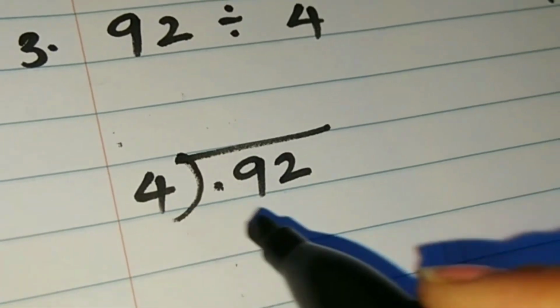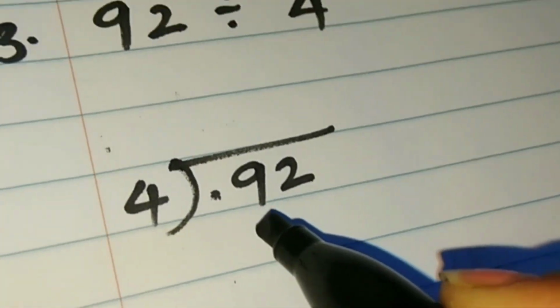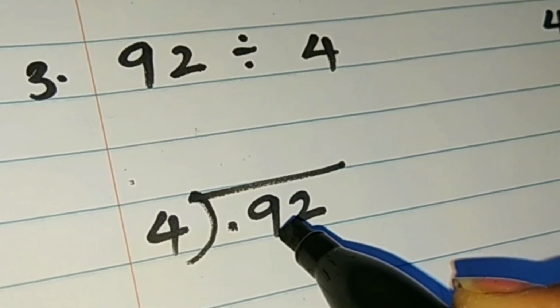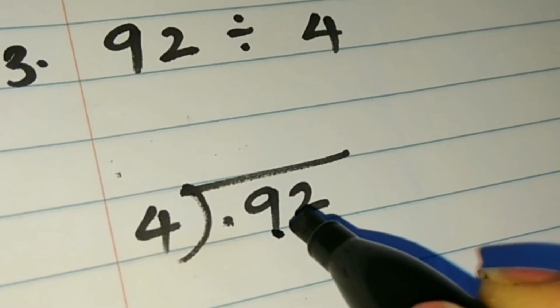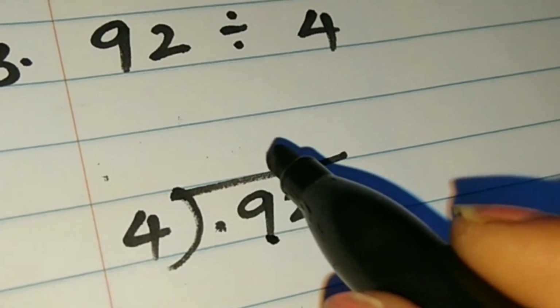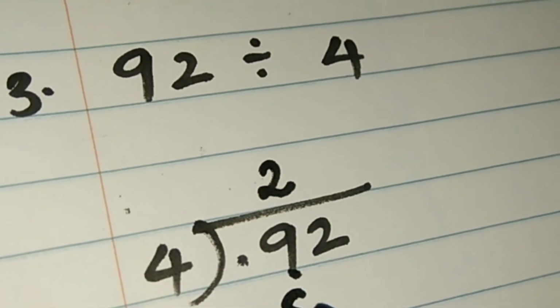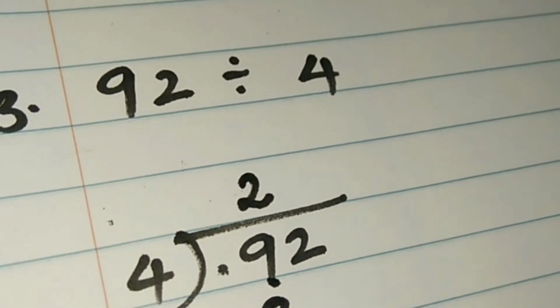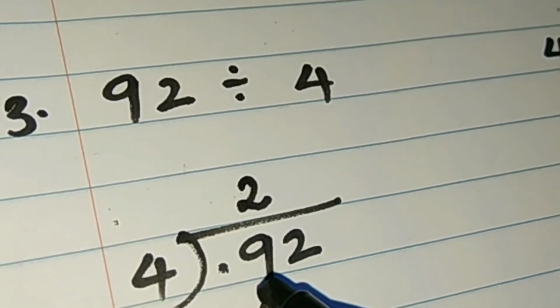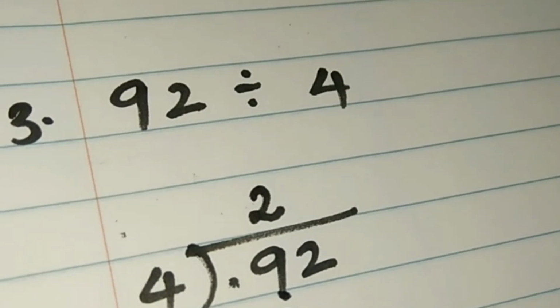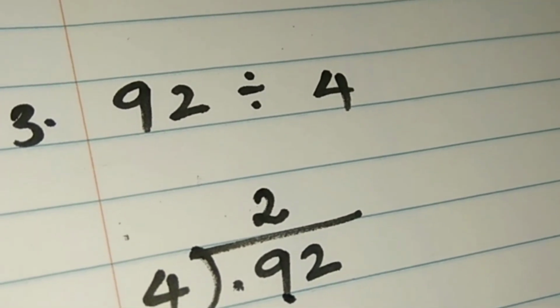Now in the third example we can see 92 divided by 4. Again we will do the same procedure: we have to start from the first digit, that is 9, from left to right. So 4 ones are 4, 4 twos are 8, and because 4 threes are 12, which is greater than 9, we have to consider the earlier number, that is 4 twos are 8, and here the remainder we got is 1.